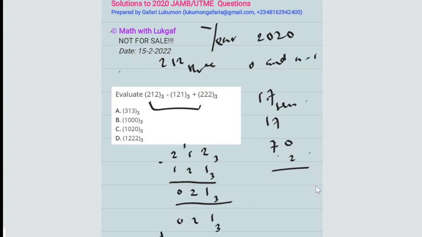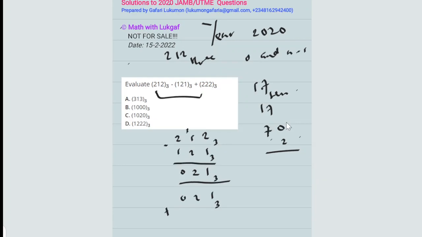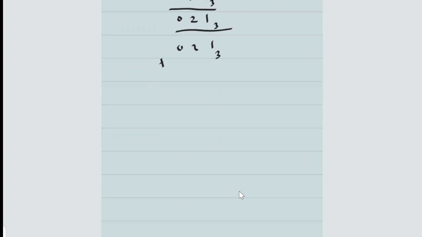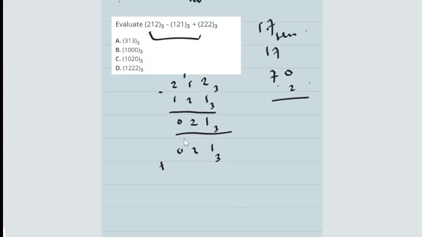So, okay, let's continue. Plus 222 base 3. Don't forget we are working in base 3. We must have numbers between 0 and 2. Okay, what is 1 plus 2? 1 plus 2 is 3. We are working in base 3. We must not have a number that is 3 or greater than 3. What are you going to do now?